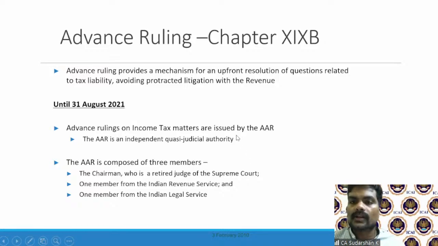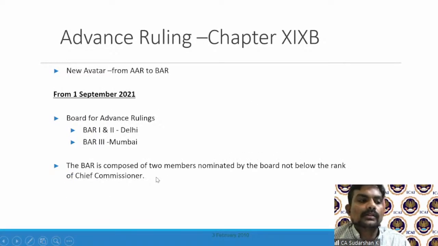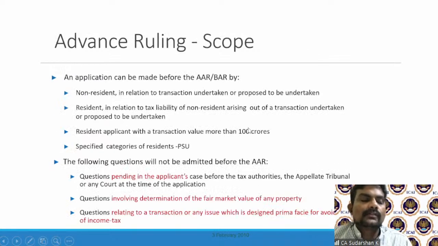structurally the Authority for Advance Ruling is now called the Board for Advance Ruling, and its main essence of being an independent neutral body is now being completely thwarted by having two revenue members who will now head the Board of Advance Ruling. The rest of the procedure remains the same. You can have a look at that in the material, which adequately captures who can apply and when you cannot go for an advance ruling. So with this, I will stop here and I will take up the questions that have come up.